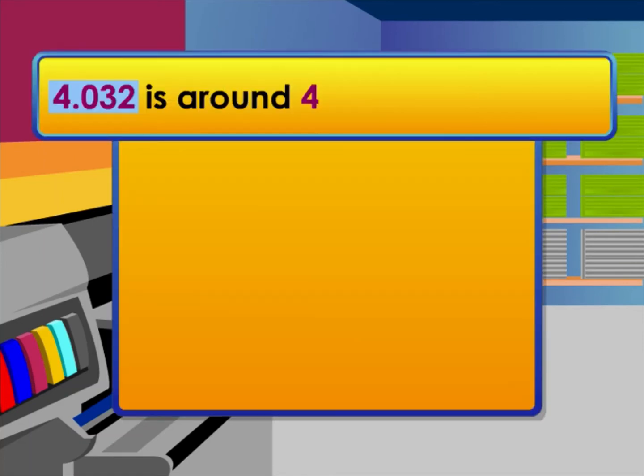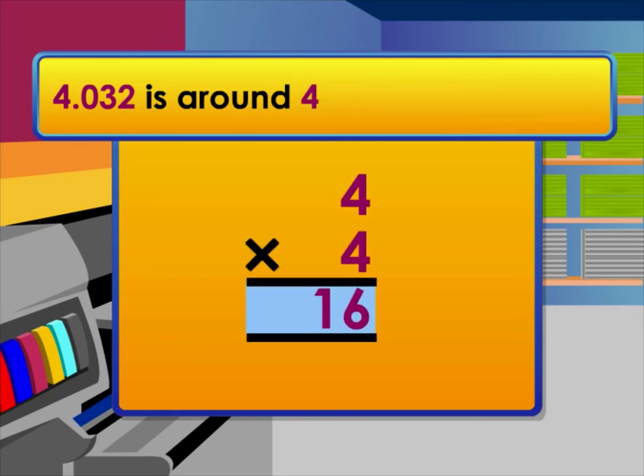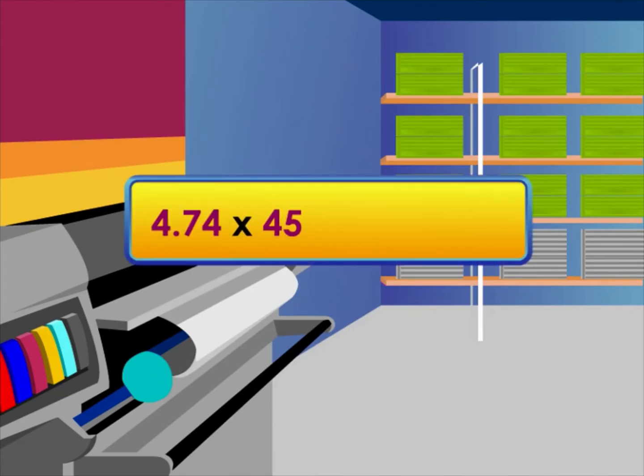Let's round off without the decimal point to give the nearest thousands. Yes, 4.032 is around 4. Now, multiply 4 by 4 and the answer is 16. Our answer is reasonable. Let's calculate with 2-digit numbers and see the difference.